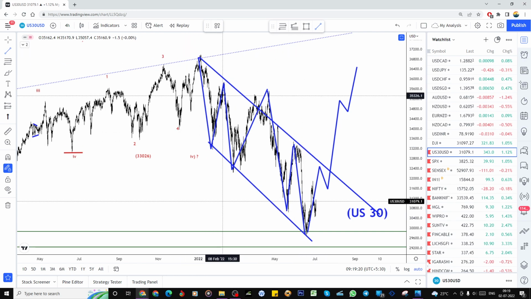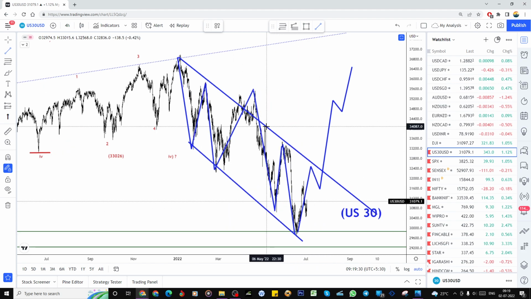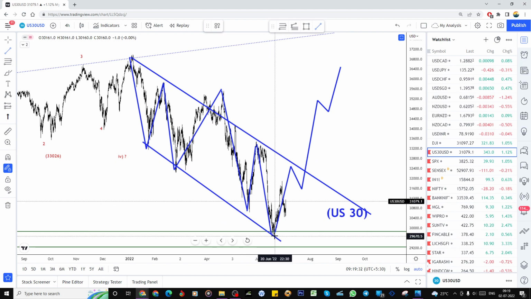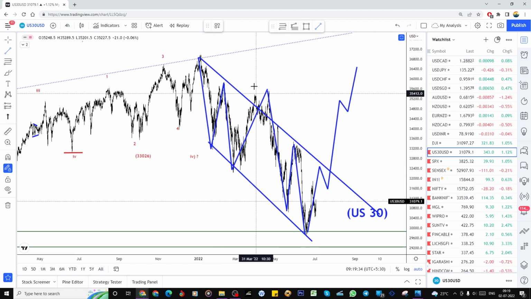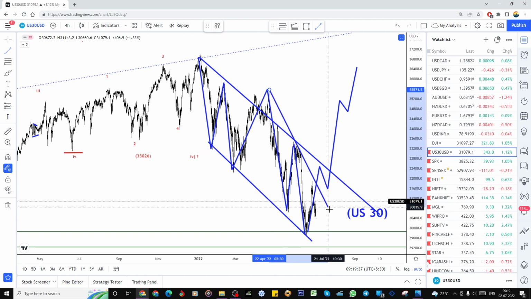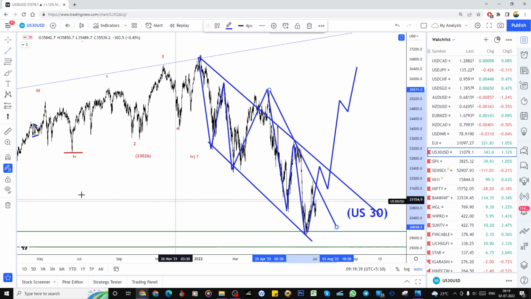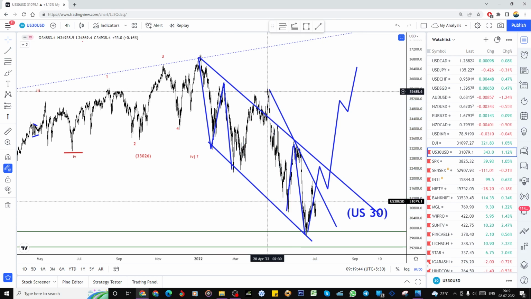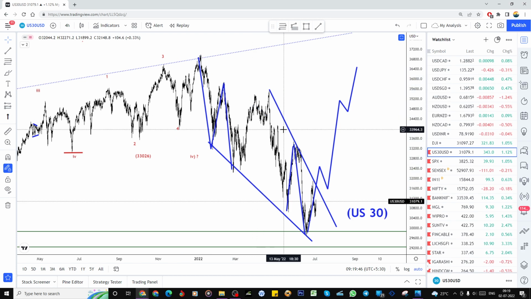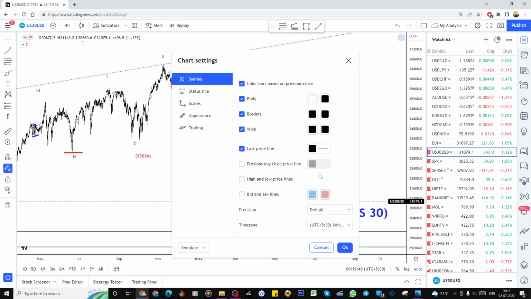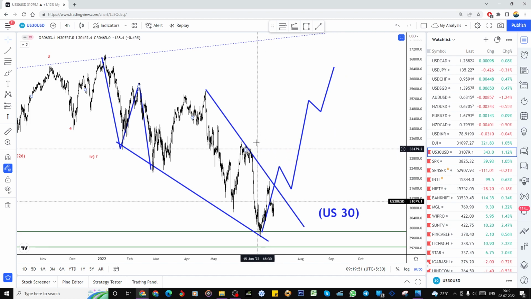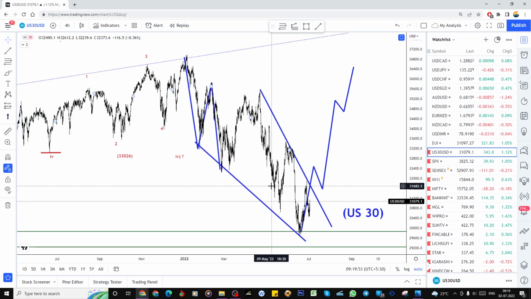So either this B, C is a W, this could be the X, A, B, C, or this is the 1 2 3 4 5 in a diagonal pattern. So here 1 2 3 4 5 is completed. I am expecting that bullish. So wait for this to break. Wait for this to break. So here it is trending. This wedge to break, and it is exactly what it is doing, and it is getting rejected from here.